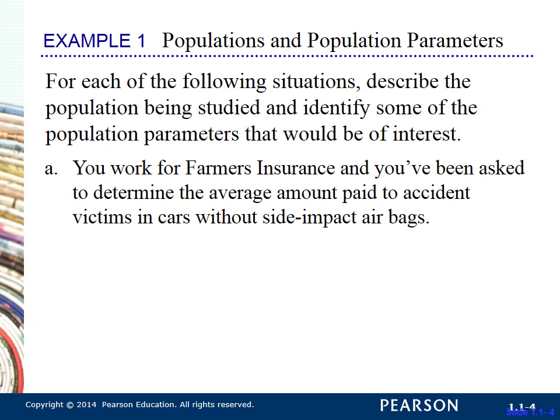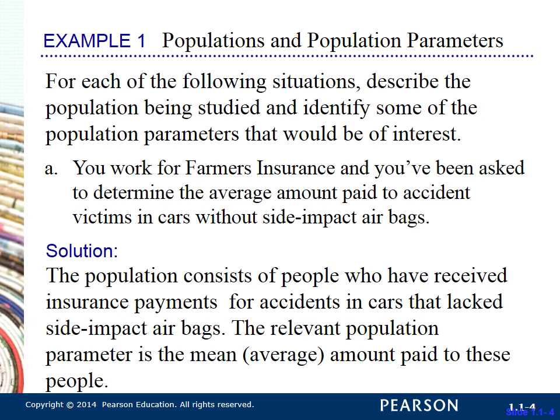So in these situations, what are the population and the population parameters? So you're working for Farmers Insurance. You've been asked to determine the average, usually the mean amount paid to accident victims in cars without side impact airbags. So your population consists of the people who have received the insurance payments. The information of interest is the mean, so that's the population parameter. It is a characteristic of the population, where the population is the people who received insurance payments. Notice how precise that is. People, not just people in America or people who were driving cars. It was people who received insurance payments for accidents in cars. Very specific.